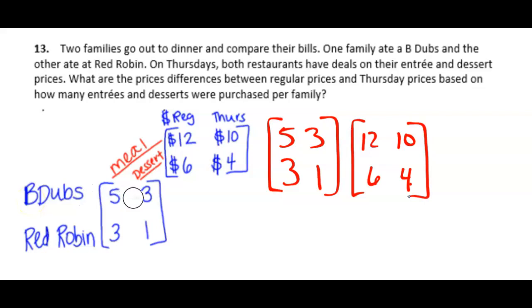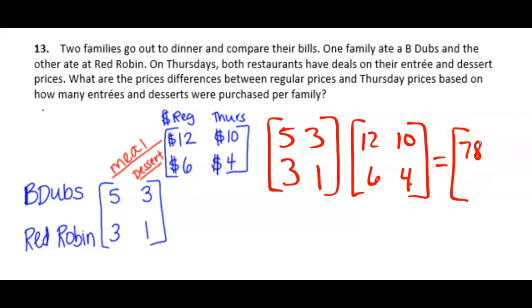so B-dubs, you had 5 meals and 3 desserts. And how much did a meal cost? A meal cost $12. A dessert cost $3. So then you add that together to get your answer, right? So 5 times 12, 3 times 6, and you're going to get that. Same thing that we learned, right? We learned that you're going to look at this row up here, 5 and 3, and you're going to multiply it by this first column, and you're going to add those together and get your answer. And that first answer in your matrix is going to be 78.